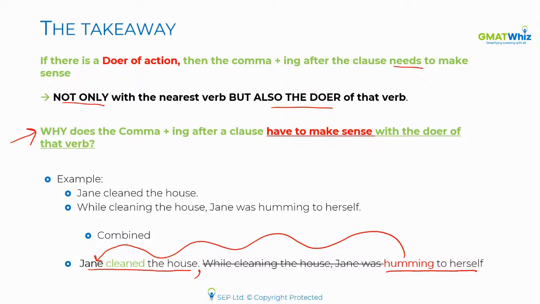So Sudeep, the doer, look at the verb help. So the games help. So the games has to be the doer of help. If games is the doer of help, then the games is also the doer of the comma plus ing, because the comma plus ing is converted from a verb, as I have shown on the screen. So let me know, guys, if that is clear, and we can quickly look at the last question.